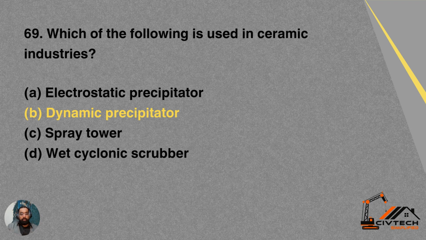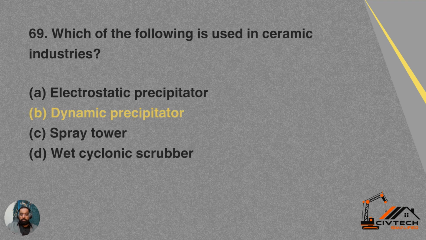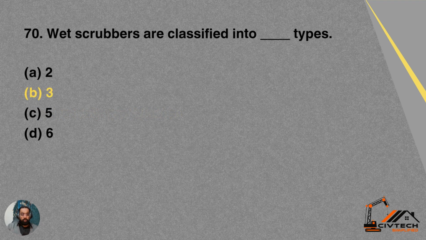Question 69. Which of the following is used in ceramic industries? Option A electrostatic precipitator, option B dynamic precipitator, option C spray tower, option D wet cyclonic scrubber. So dynamic precipitator is the machine which is used in ceramic industries. B is the correct answer.